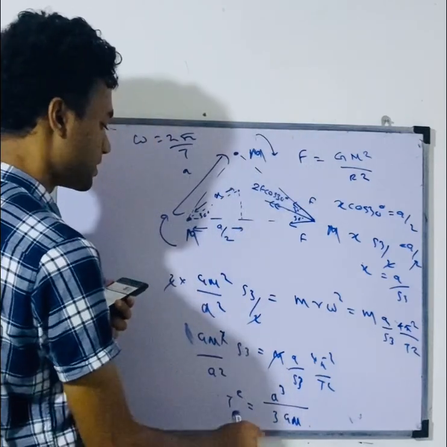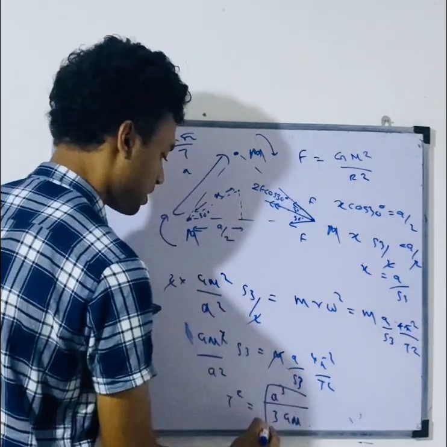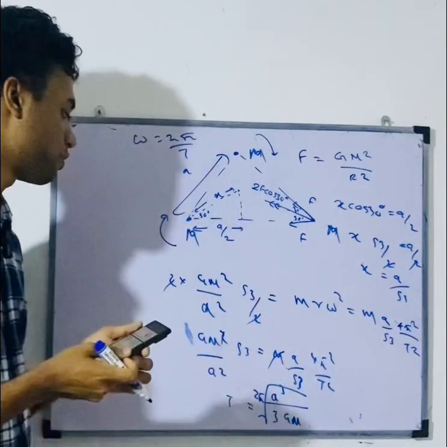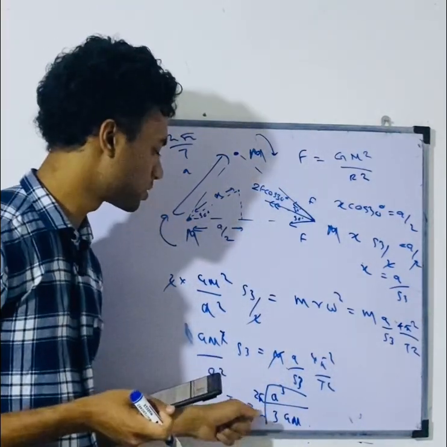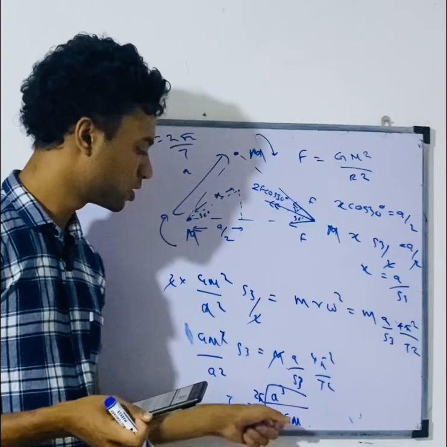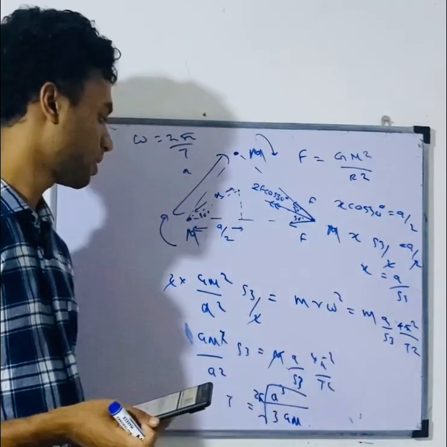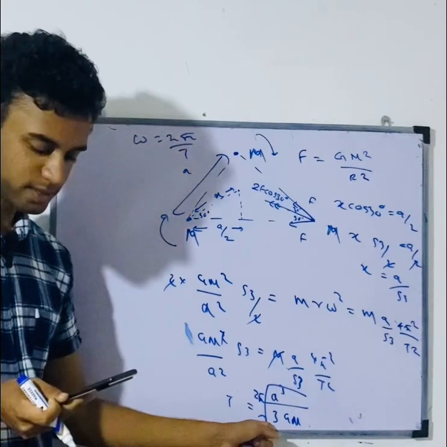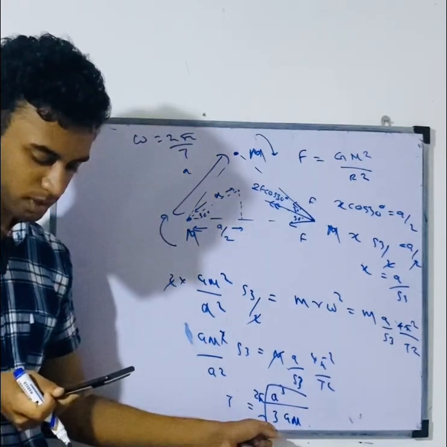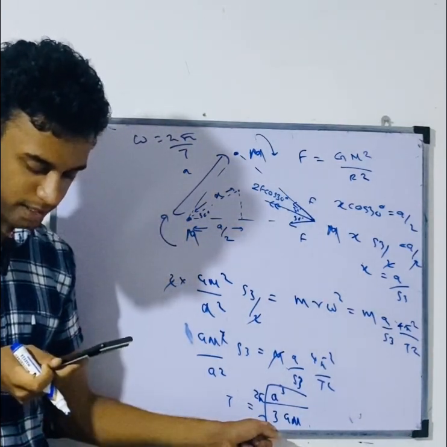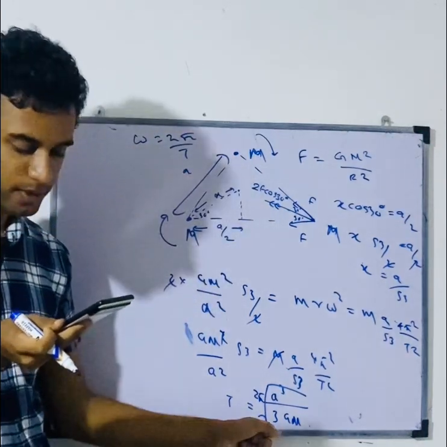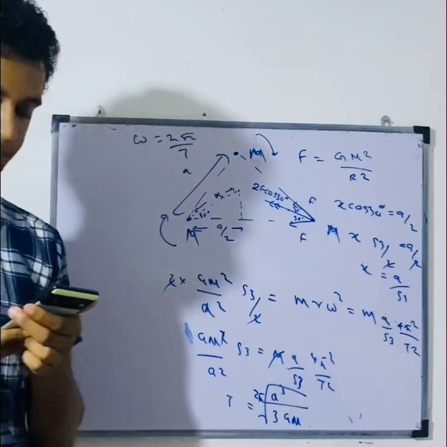So therefore, I have this equation, and then I should take the square root. The square root of 4 pi squared is 2 pi. So T is equal to 2 pi times the square root of a cube over 3GM. I hope we can understand this equation. So the answer is going to be the second one.